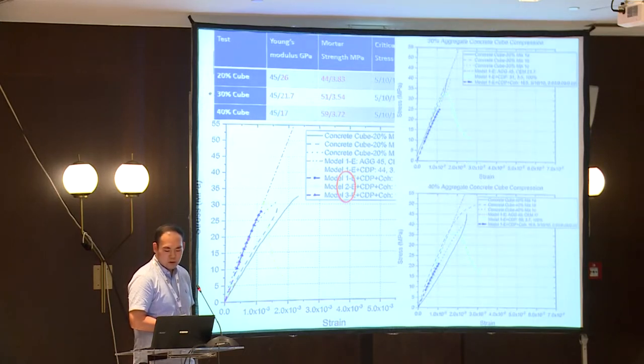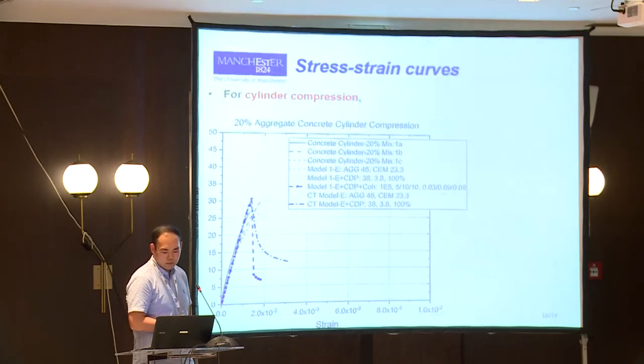For the 30 and 40% CDP models, the compressive stress is smaller than the experiment. For cylinders, both synthetic models and image-based models are simulated.